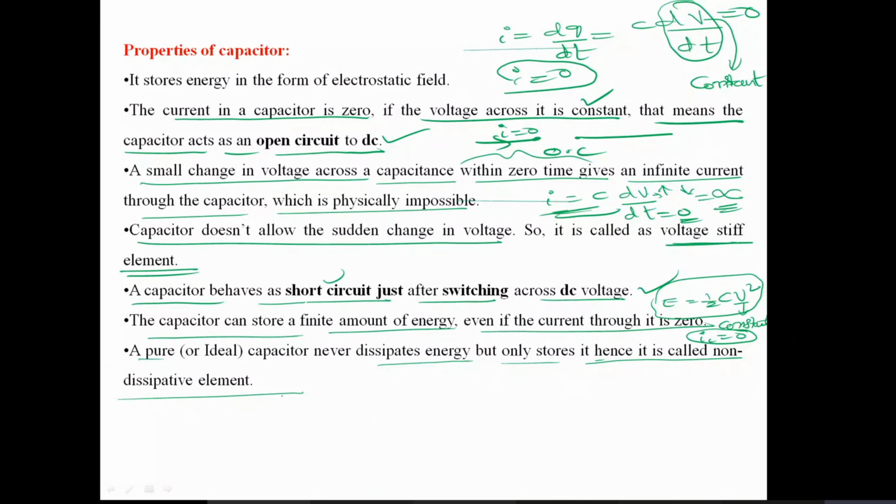That is what we saw for a pure, ideal capacitor. But if you take a practical capacitor, because of the resistance of the plates, they offer some resistance, and due to that internal resistance, the capacitor may dissipate some energy. So now this is about the properties of the capacitor.